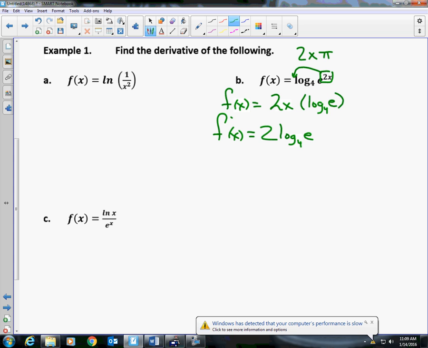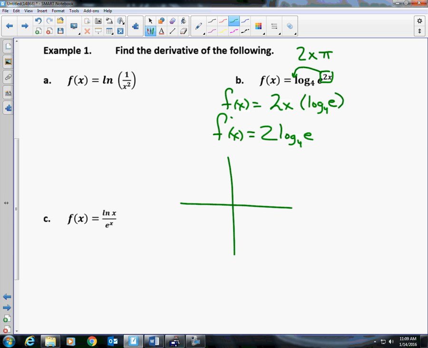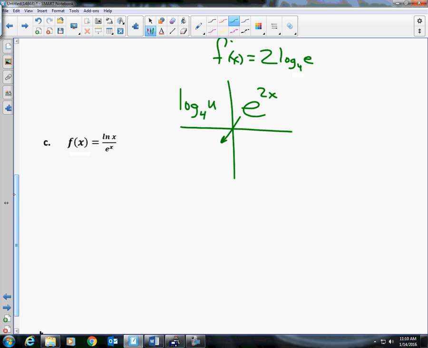Now let's do it a different way. Let's use the chain rule, okay? That is the answer. That's all it is. Let's use the chain rule, and I can see that my outside function would be log base 4 of u. What is the inside function? E to the 2x. Looking at our notes, what's the derivative of log base 4 of u?